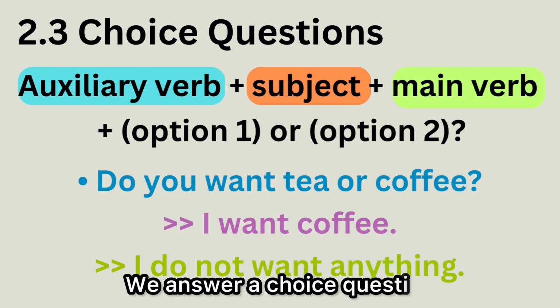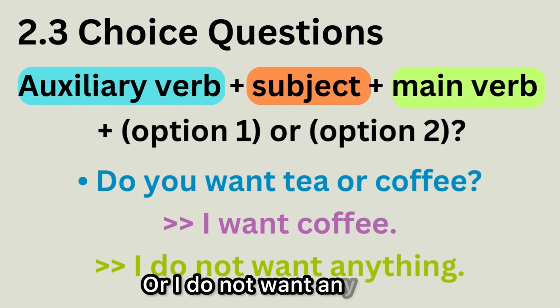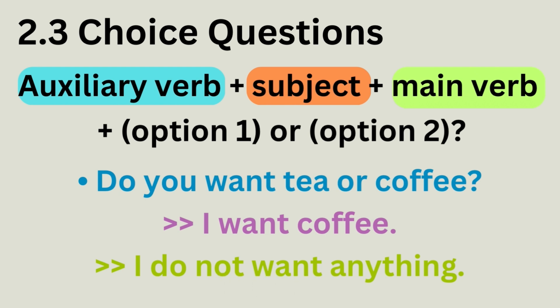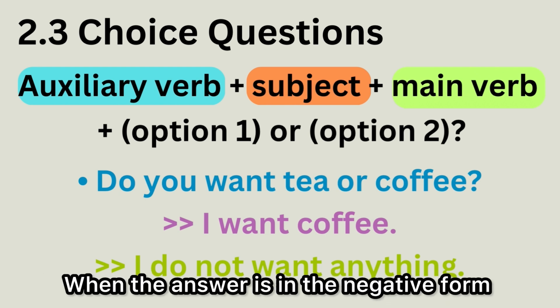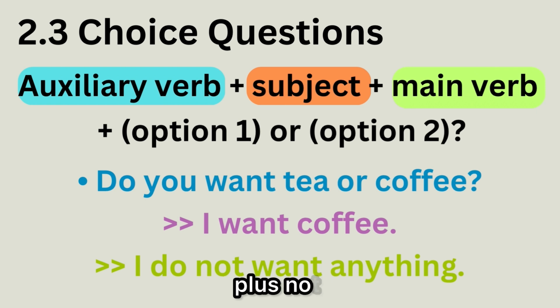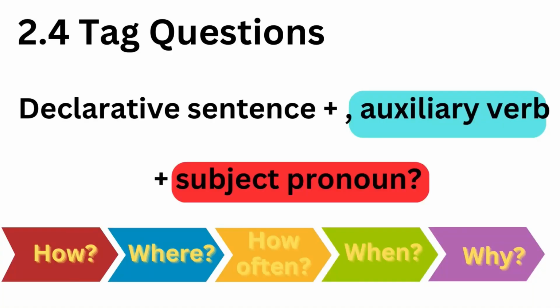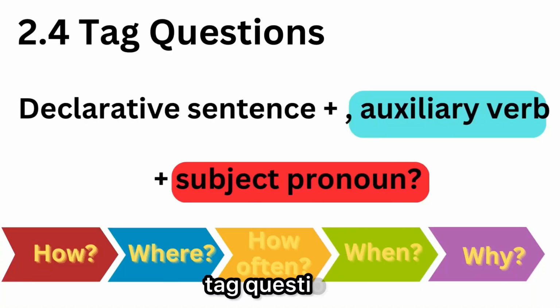We answer a choice question with a declarative sentence. Here it asks, do you want coffee or tea? The answer, for example: I want coffee, or I do not want anything. Notice here that in the question, the word do is the auxiliary verb to help form the question. When the answer is in the negative form, we use do plus not as the auxiliary verb to form the negative sentence as well.